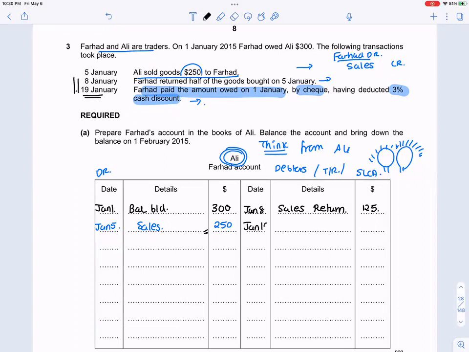How much did he pay? 291. How did he pay? By check, so bank. Miss, how did you get 291? Just read. 3% of 300. You reduce it. Okay, owed on 1st Jan. Okay.